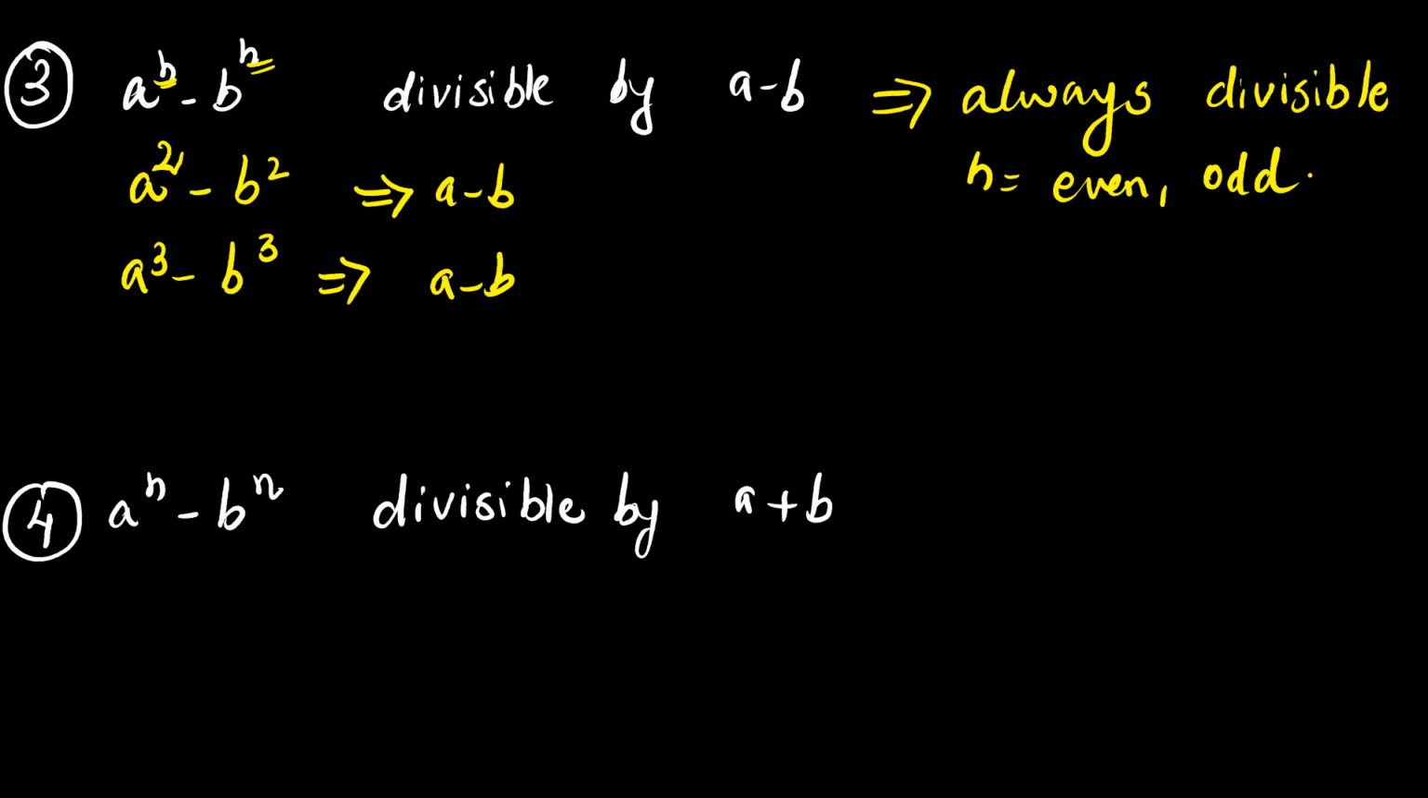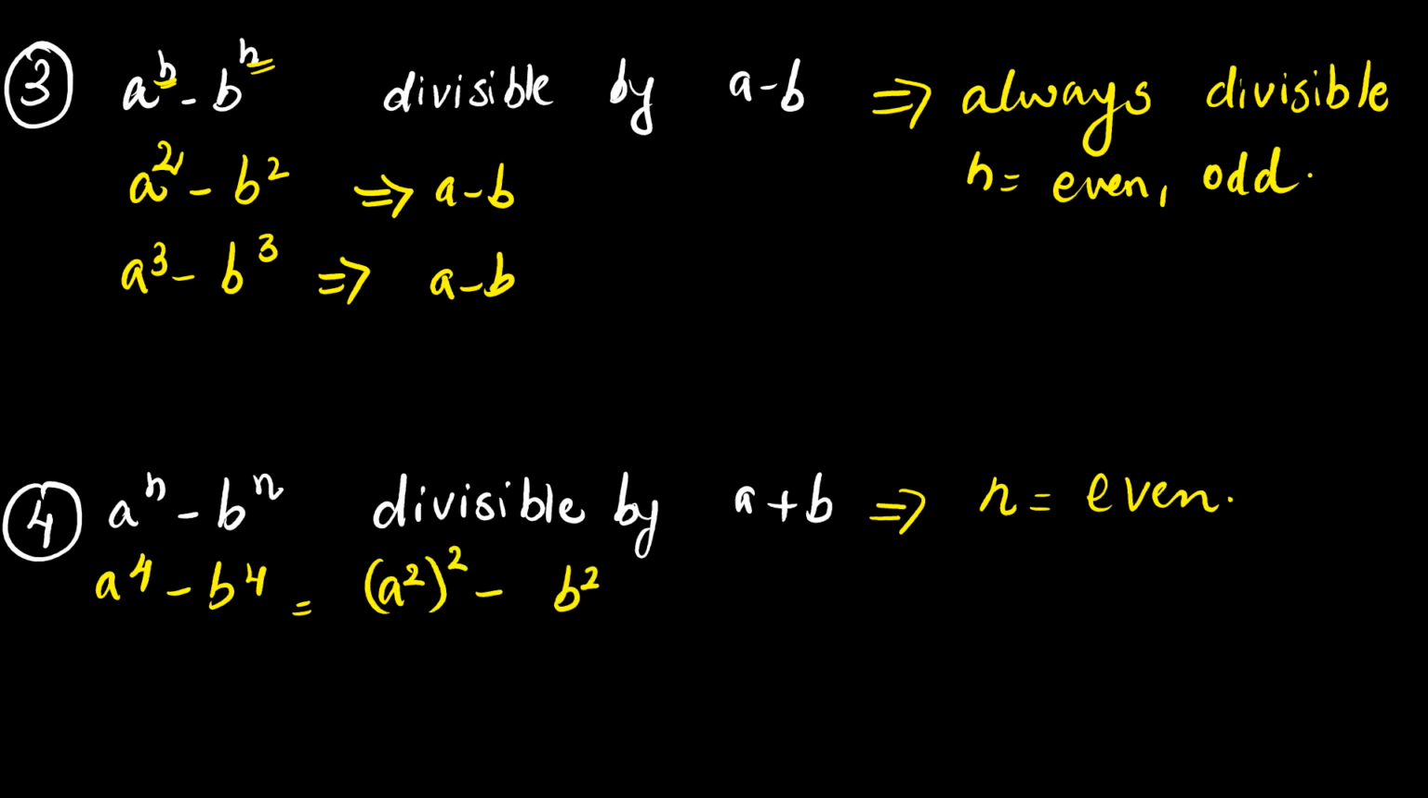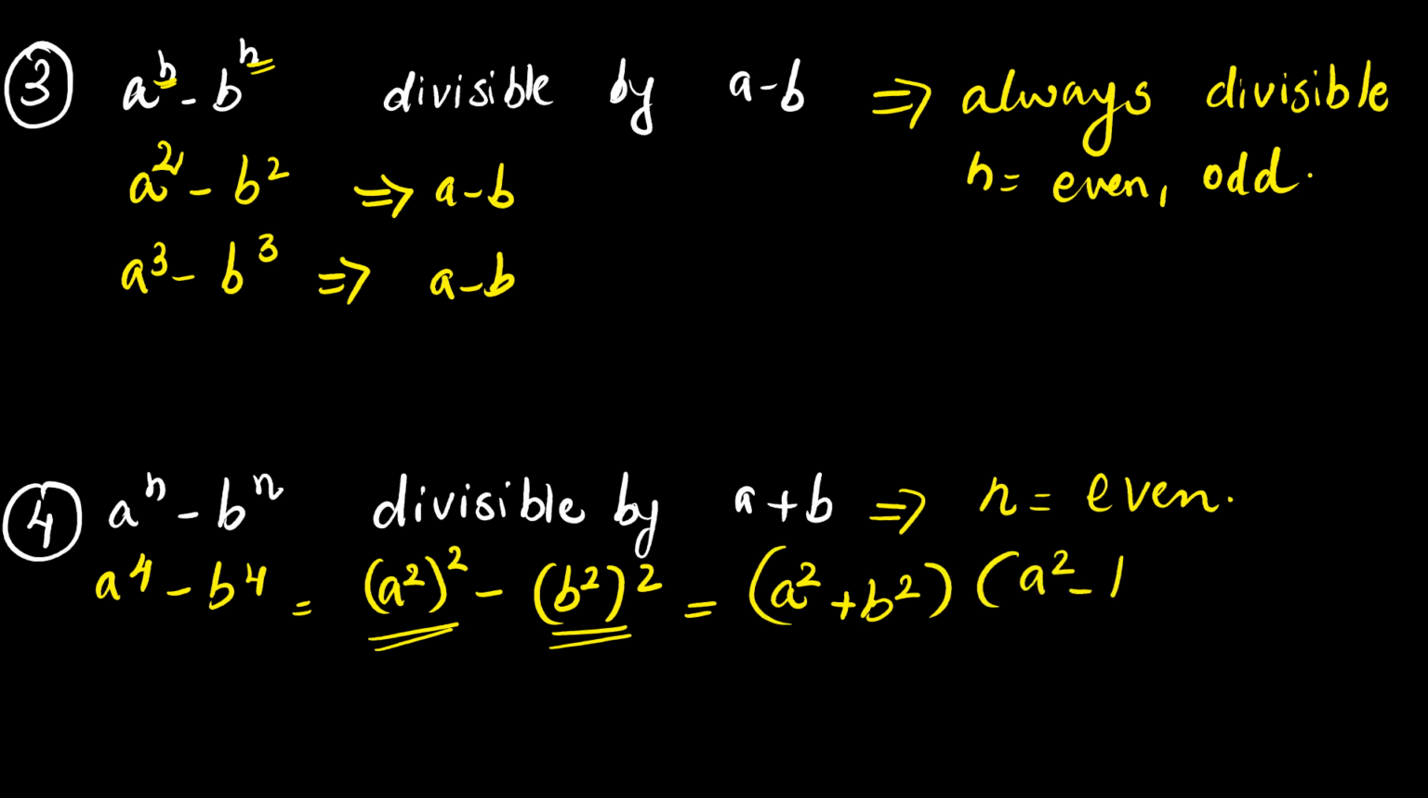Next is check if a raised to n minus b raised to n is divisible by a plus b. Here the condition is n should be even natural number. For example, take n as 4. A raised to 4 minus b raised to 4. What is this? A raised to 4 is a square whole square. B raised to 4 is b square whole square. This is of the form a square minus b square. That is a plus b into a minus b.